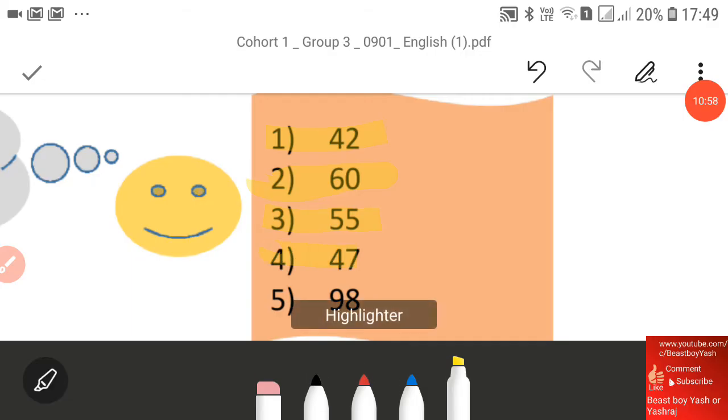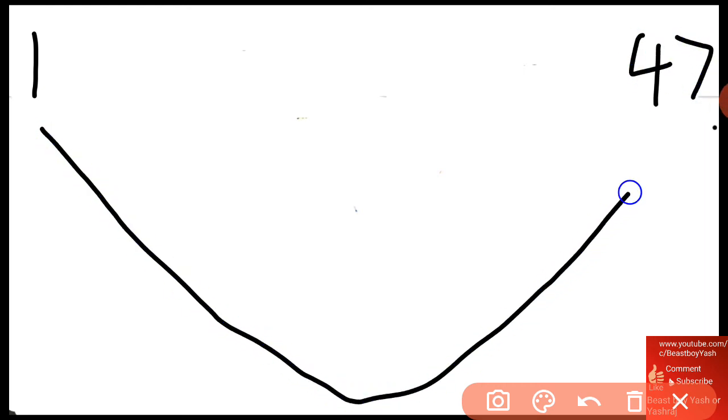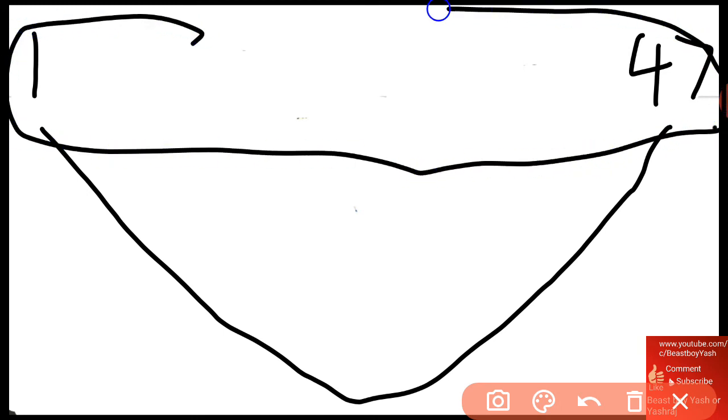So 47. So let's solve it. 47. We cannot divide 47 by any number leaving 1 and 47. So our factors are 1 and 47. So let's move to the other question.